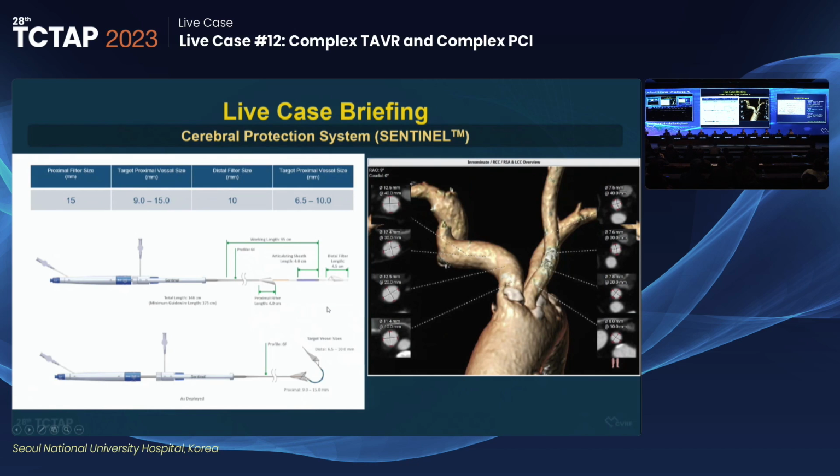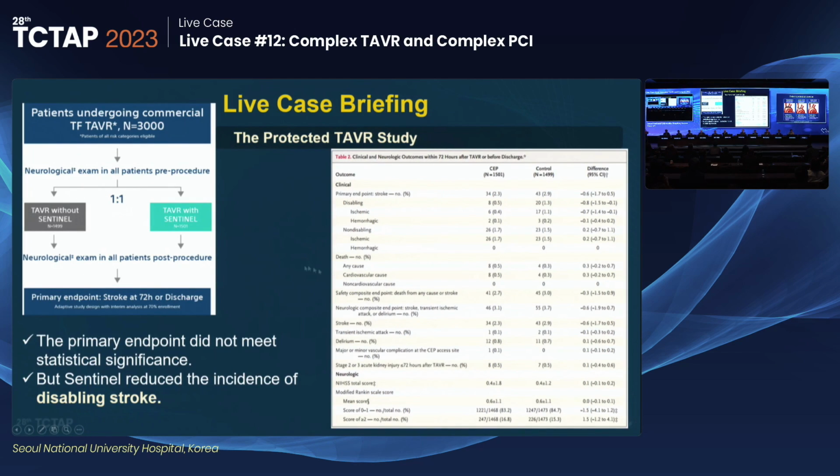It is composed of a proximal filter that is 15 by 40 millimeters, and a distal filter 10 by 45 millimeters. On the right side, you can see the anatomy of the brachiocephalic trunk and left common carotid artery for this patient. The ostium of the brachiocephalic trunk has some plaque, but it is not a big deal. Plus, the PROTECTED TAVR trial showed no significant difference in the primary endpoint between Sentinel versus placebo, but Sentinel reduced the incidence of disabling stroke. Thus, I believe there is some efficacy of Sentinel to protect the brain.